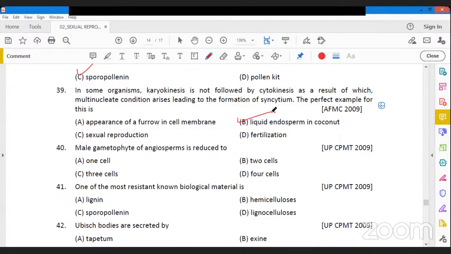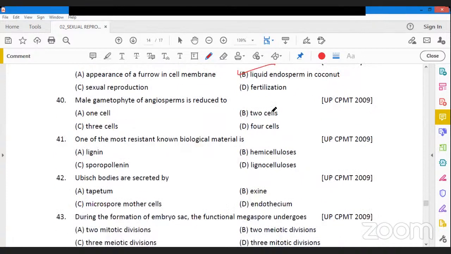That is why it is called nuclear endosperm. Okay, so liquid endosperm. Next, 40th. Male gametophyte of angiosperm is reduced to two cells. One is generative cell, the other one is vegetative cell.